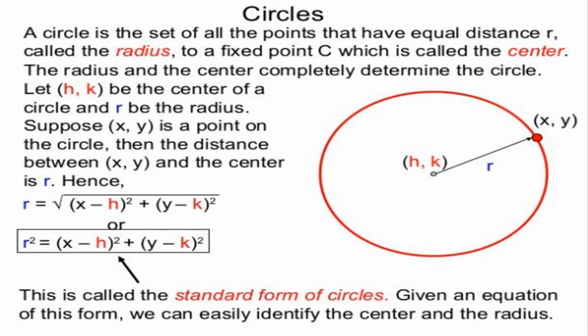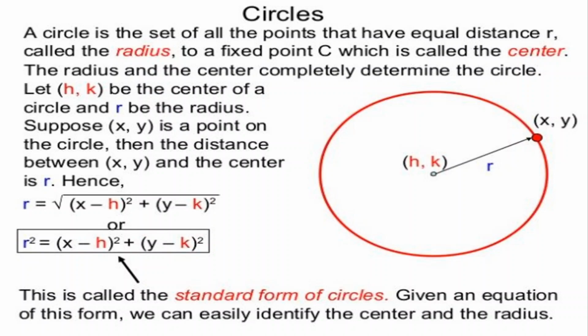Let H and K be the center of the circle. We can use H and K as the center of the circle if and only if the center is not at the origin. It means it is not at 0, 0. And R be the radius.